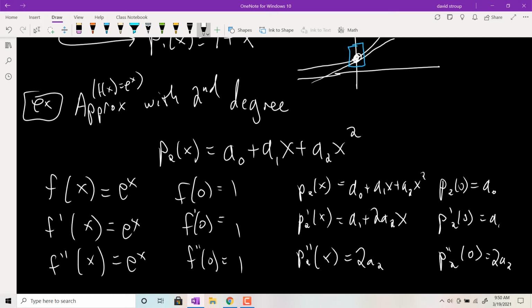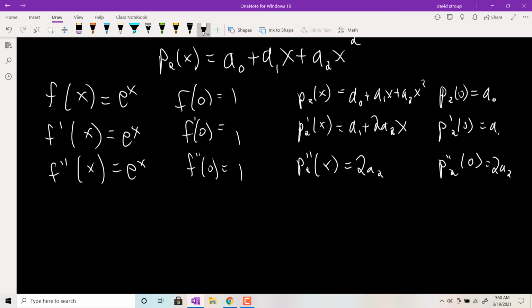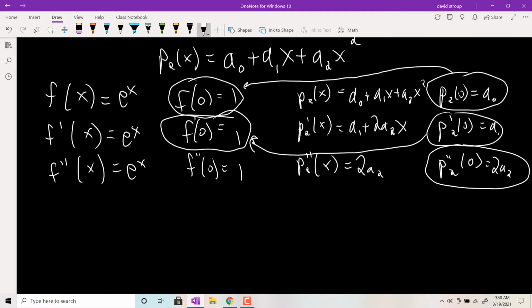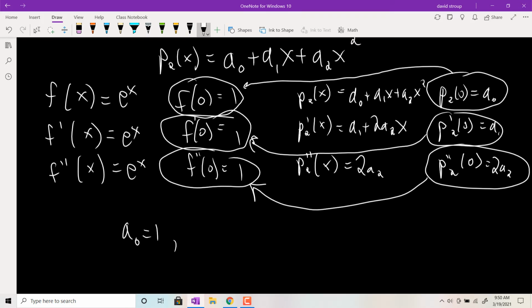Okay. So for the first, a sub 0 and a sub 1, again, we're equating, because basically this process will figure out the coefficients of your polynomial. Okay. We'll equate this to this, and then finally we'll equate this to this. Okay. So the first two are easy. A sub 0 is just 1. A sub 1 is just 1.